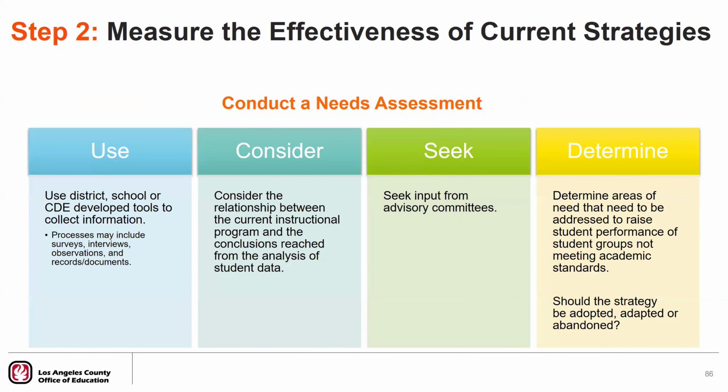Next, step 2, measure the effectiveness of current strategies. Schools conduct their needs assessment on the effectiveness of the school instructional program with the input from educational partners. Your data can be collected using site, district, or CDE developed tools and may include surveys, interviews, focus groups, observations, or review of records and/or documents. Your school site council should consider the relationship between the current instructional program as informed by your data collection tools. An accurate assessment and a thoughtful analysis of the current instructional program is essential to raising academic performance.